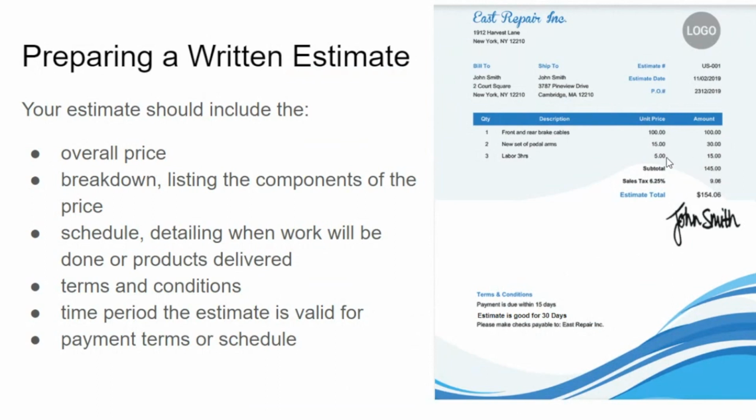So here's an example, subtotal. So you give that to someone, they're going to stew on it. So what are the key ingredients of an estimate? The overall price is there, the breakdown of where that price comes from, schedule of when the work is going to be done, how it's going to be done, the terms and conditions, payment is due in 15 days, good for 30 days, make checks payable to. Time period the estimate is good for 30 days, and the payment terms. So this is important because that's the basis on which someone's going to make a decision on whether or not to proceed with this.